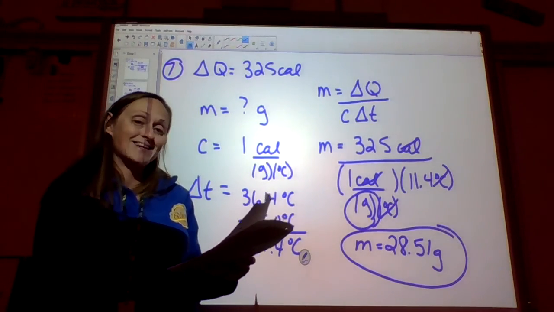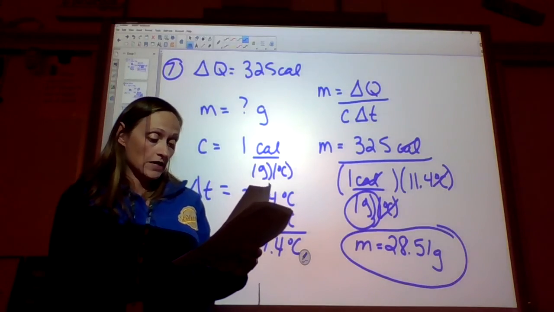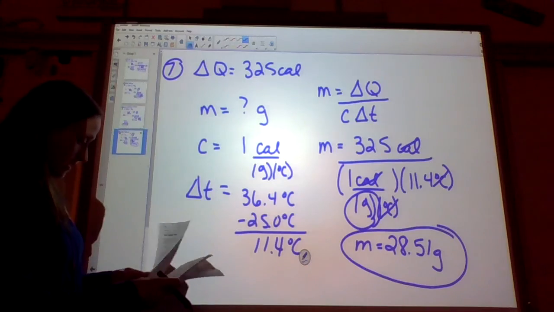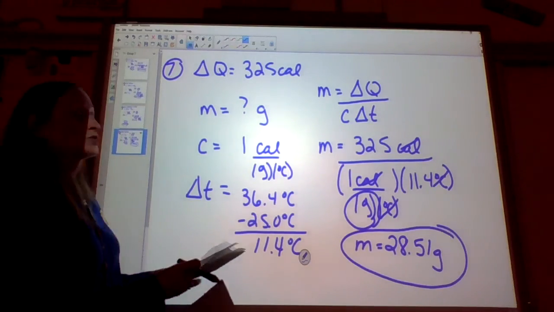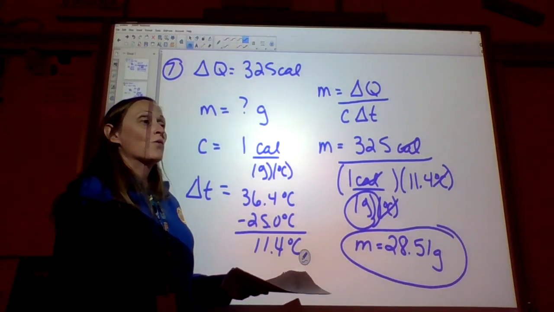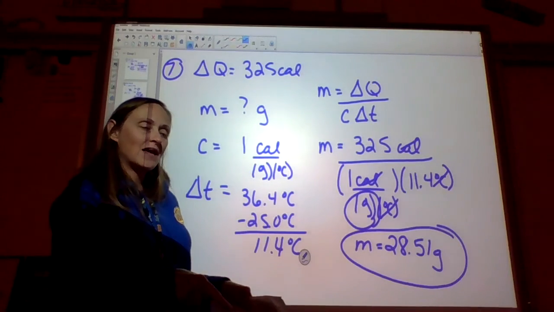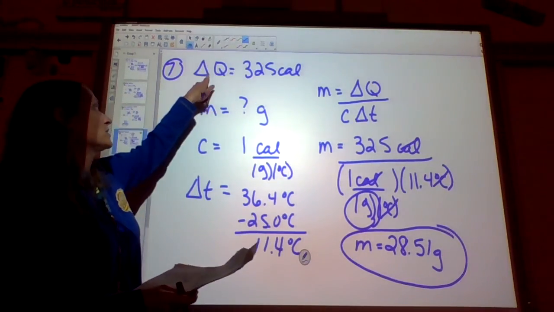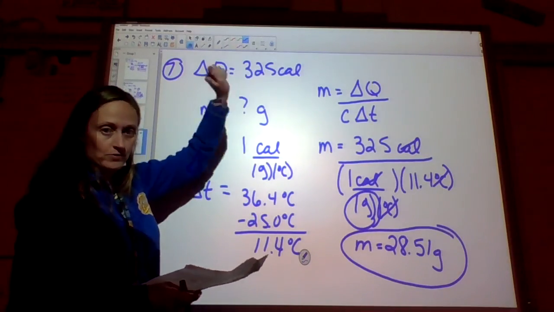Okay. So 7 is going to be a model for 8. Notice that it has it in 1 kilocalorie in number 8. So you will need to convert your kilocalorie over to small calories. So remember, 1 kilocalorie has 1,000 small calories. So for number 8, your delta Q is going to be 1,000 calories.